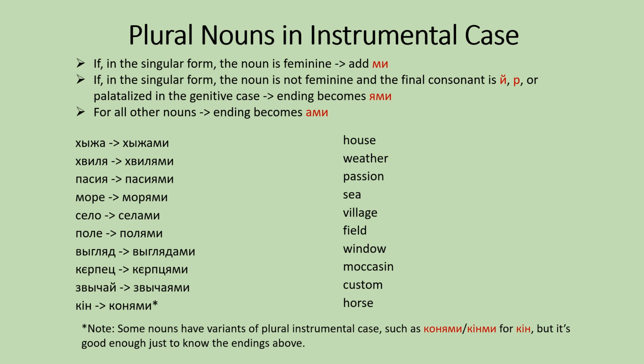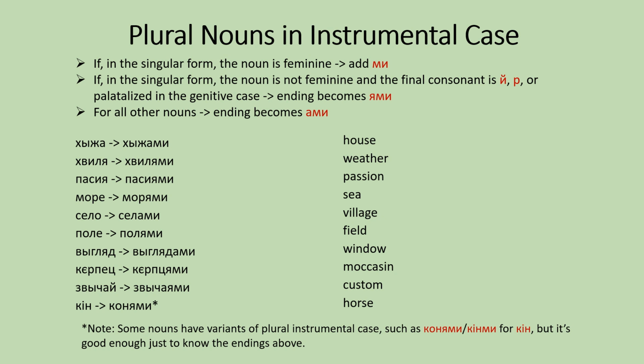Hža, meaning house, becomes hžame. Chvilja, meaning weather, becomes chviljame. Pasija, meaning passion, becomes pasejame. More, meaning sea, becomes morjame. Selo, meaning village, becomes selame. Pole, meaning field, becomes poljame.